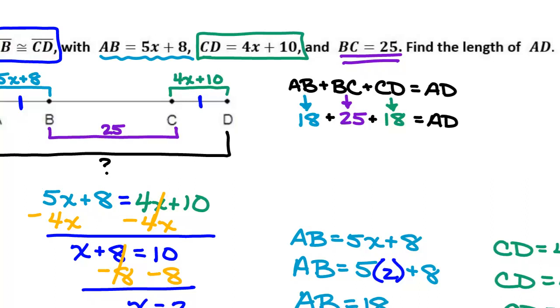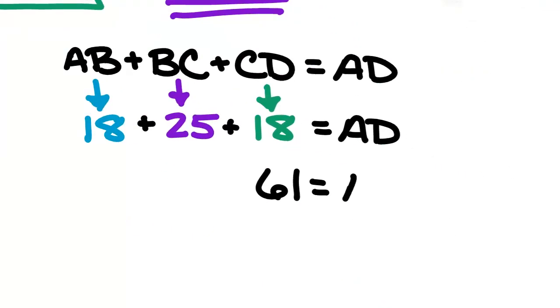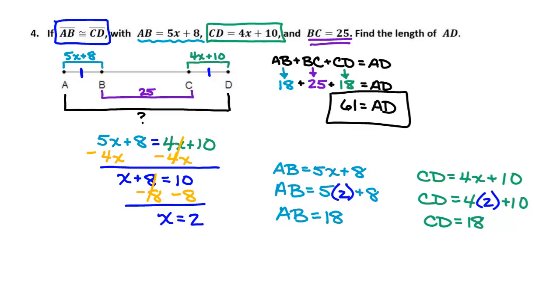So now I'm going to add 18, 25, and 18 together. Which gives us what? 61. So that is the final answer for this question.